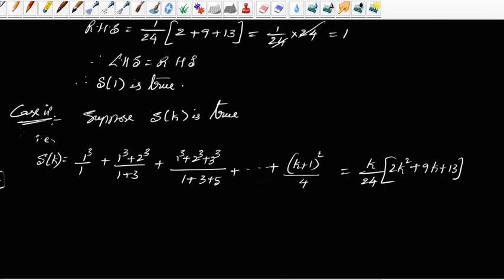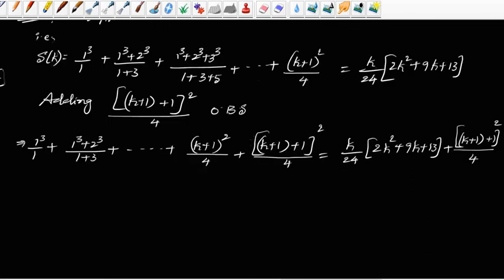Now case 2: suppose S of k is true. That means S of k is this one. Now we have to add the (k plus 1)th term on both sides. The (k plus 1)th term is (k plus 1) whole square by 4 on both sides. Now we are going to add this one. Okay, now we get this one, now writing.